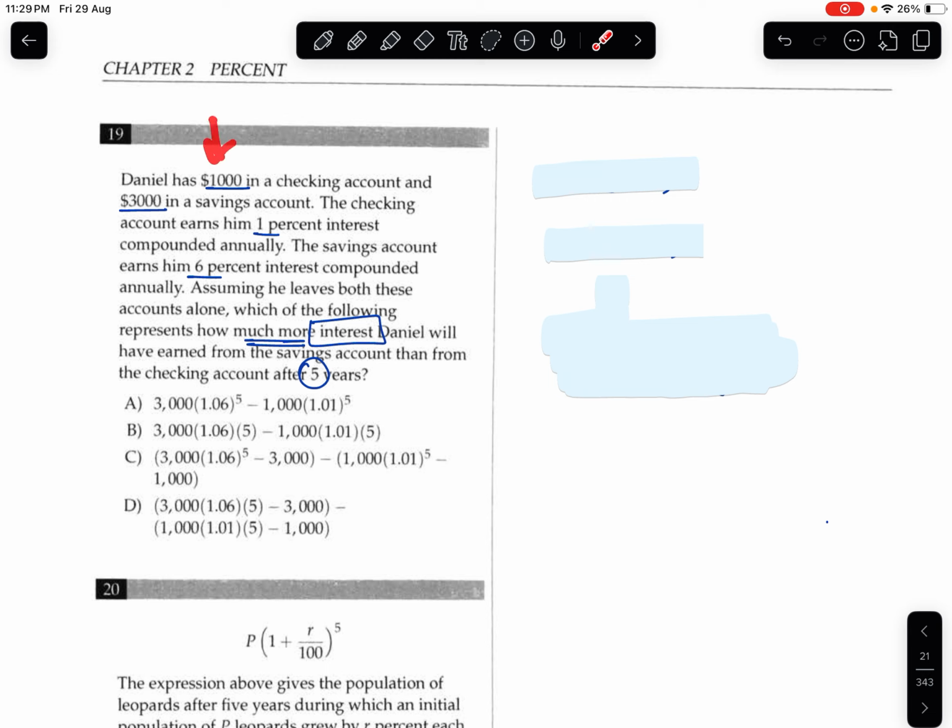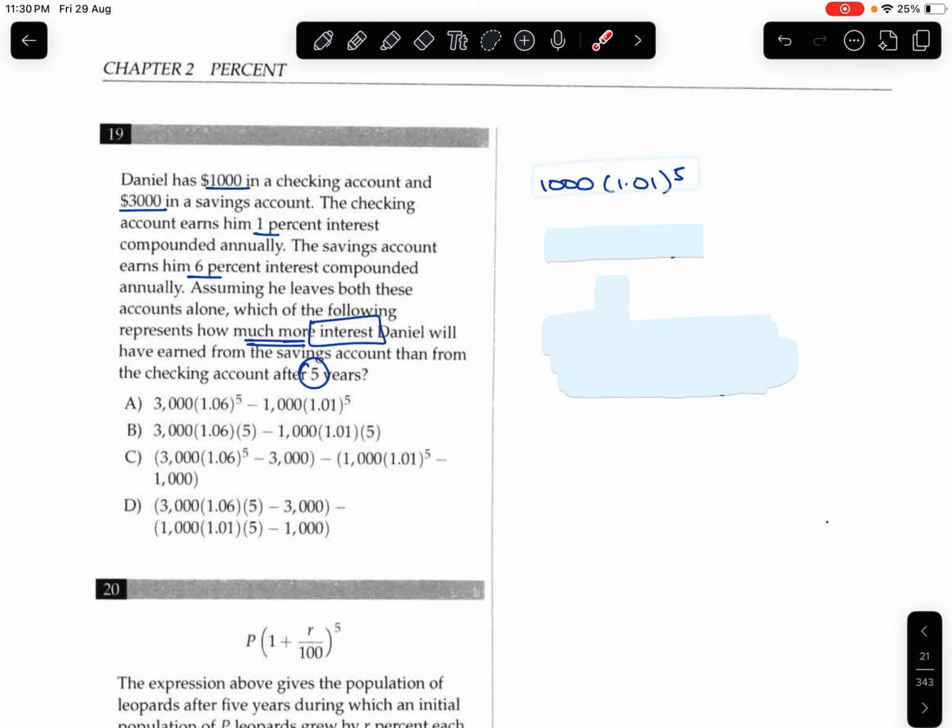So in this we have the original amounts for both the accounts, we have the rates for both the accounts, and we have the time, which is the same for both the accounts. So let's work it out. For the checking account, we have 1,000 times 1.01 raised to the power of 5, because our rate is 1% and our original amount is 1,000. We don't need to work this out, by the way. Please don't waste your time. Please read the question fully and see what they're asking. You can clearly see the options are expressions. You don't need to do any working.